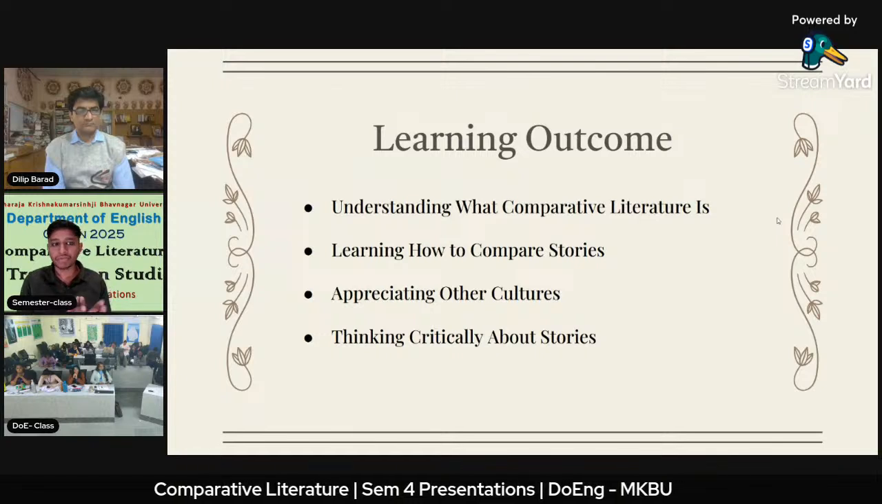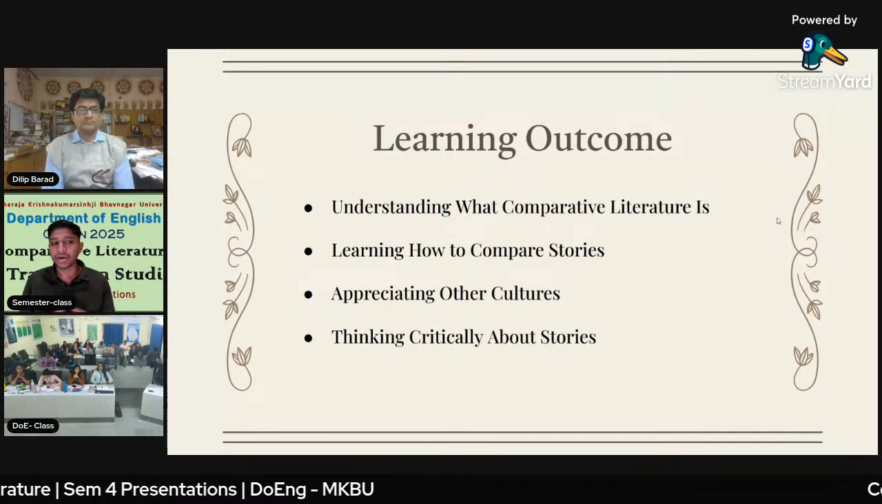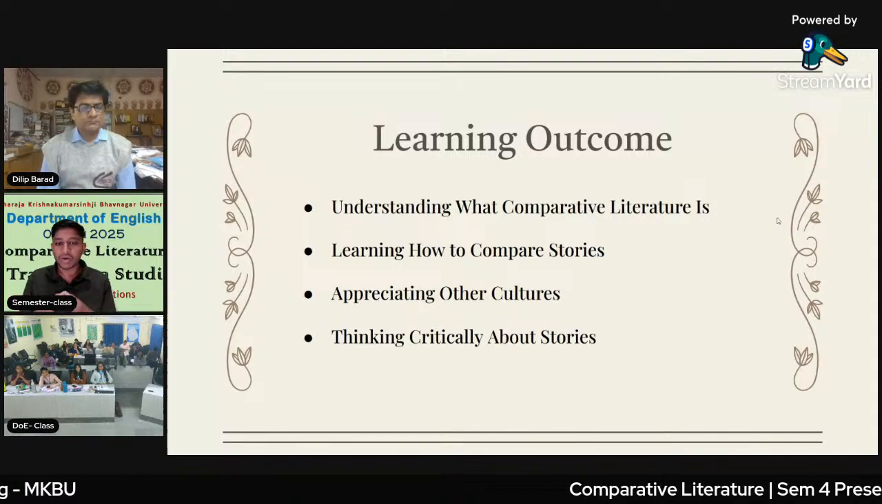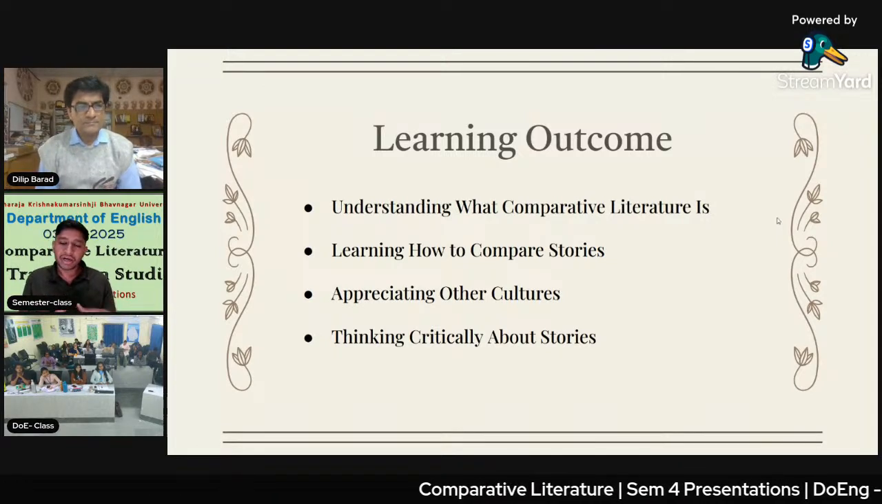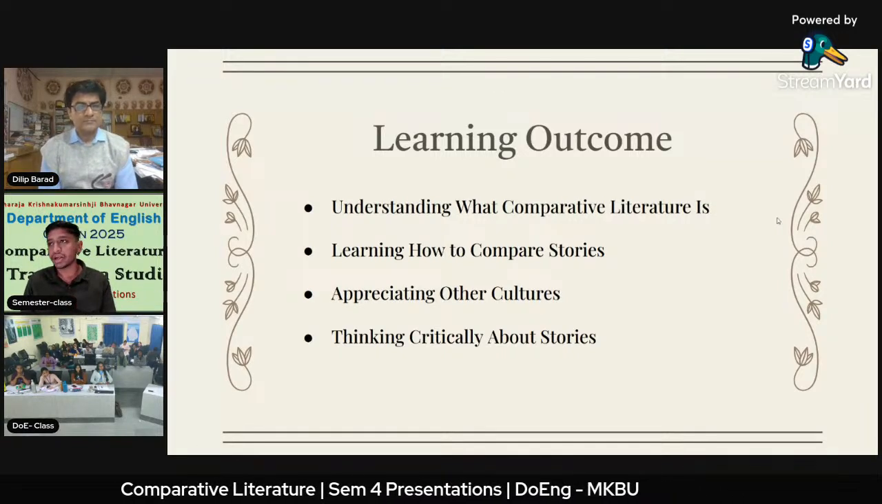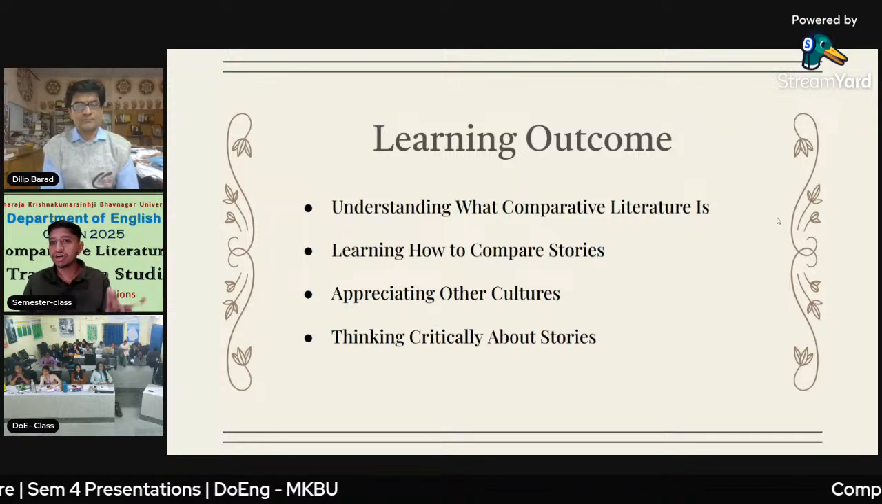My learning outcome from this article: understanding what comparative literature is. From this article, I got an idea about what comparative literature is and how complex it is. Learning how to compare a story. Comparative literature is not just about comparing texts or words. It's also connected with historical background, cultural elements, and society and politics.